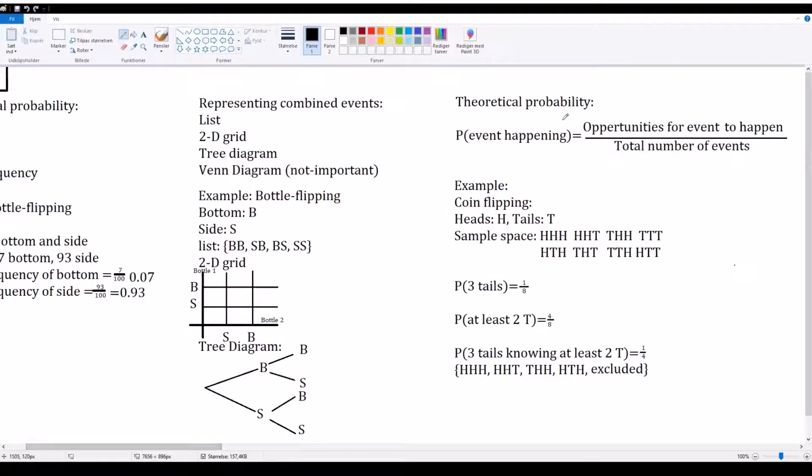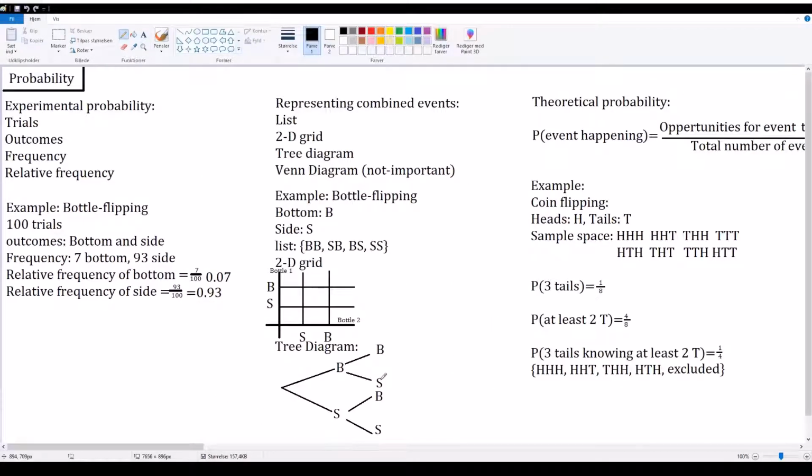Now for theoretical probability. This is represented by P, which is P for some event happening, and that equals the opportunities for that event to happen over the total number of events that can happen. Lastly, we have the tree diagram, and that's essentially a tree showing all the possible outcomes.